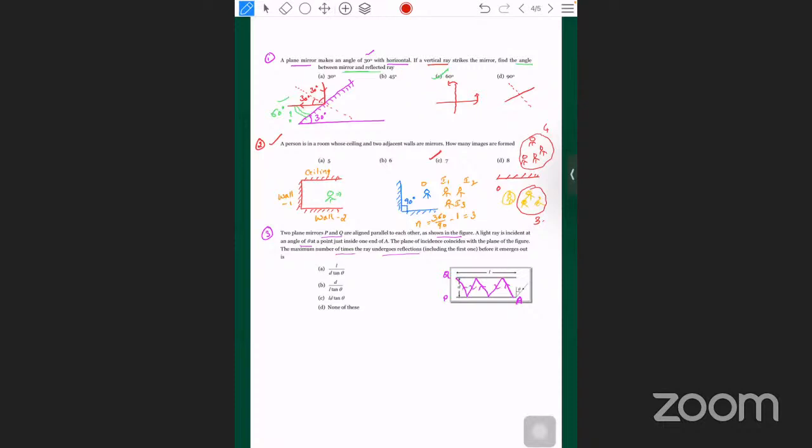We don't know how many reflections are going to take place. Assume there are n number of reflections taking place. Now I will assume for one reflection the distance is x. For one reflection, what is the distance? So x.